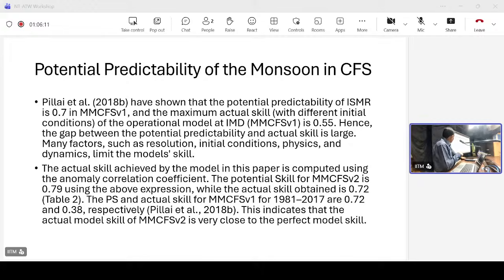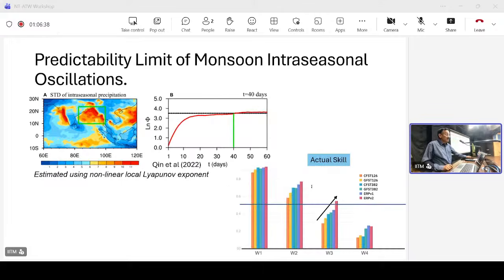For the new model, they again looked at the predictability limit, which is about 0.79, because many components were changed in MMCFS version 2. Whereas the actual skill is 0.72. So they are coming very close to each other, and the gap is actually decreasing. If you remember, before, the gap was huge, and it has started decreasing. That is another big achievement for the models.